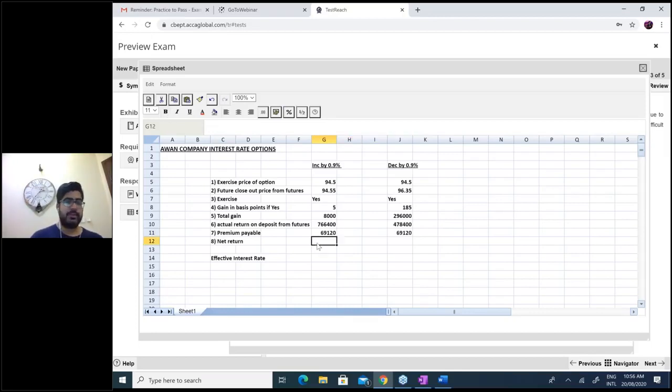Now net return. It's a very important question, whether to add or less. Now remember carefully. You have got gain. You have got gain. Okay. So, and you have actual return on deposit. So obviously gain will increase return, so add it. Gain will increase return, so add it. But you have to pay premium in options. So payment of premium will reduce our return, so deduct it.